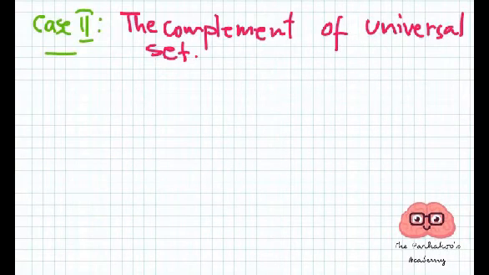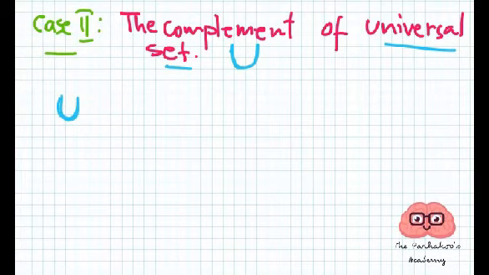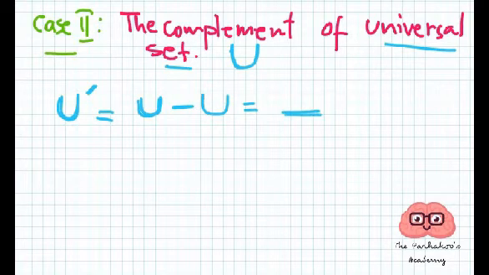So the second case we have is the complement of the universal set. You know very well that the universal set is denoted by U, a set which contains all the possible elements of concern, right? So the complement of U, so U and this prime, that is U complement. You know very well that complement has to do with the universal set, so U minus U. So what's going to be the answer? Pause the video and try to guess.